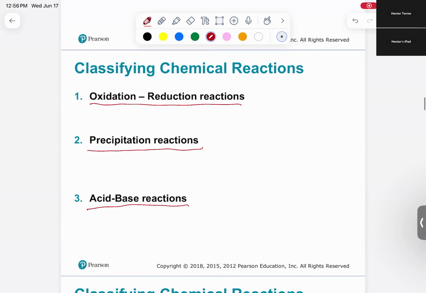Now, we're going to briefly go into each of them, get the main point of what they are, and then next class we're going to go more in depth. Okay, so this is going to be like a short version of it.